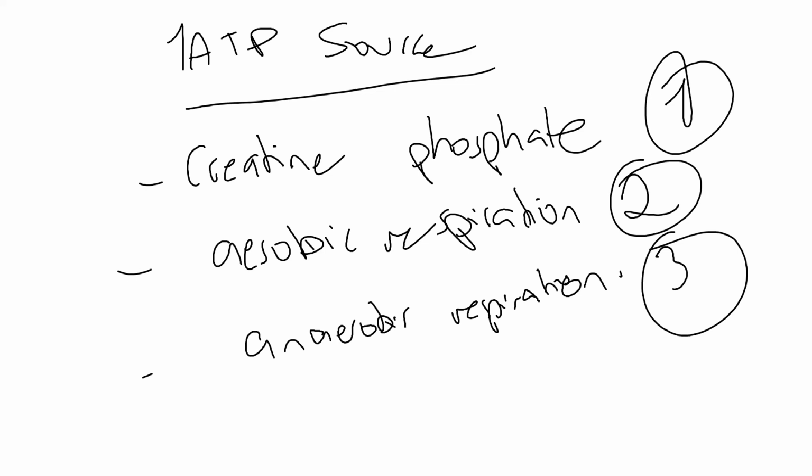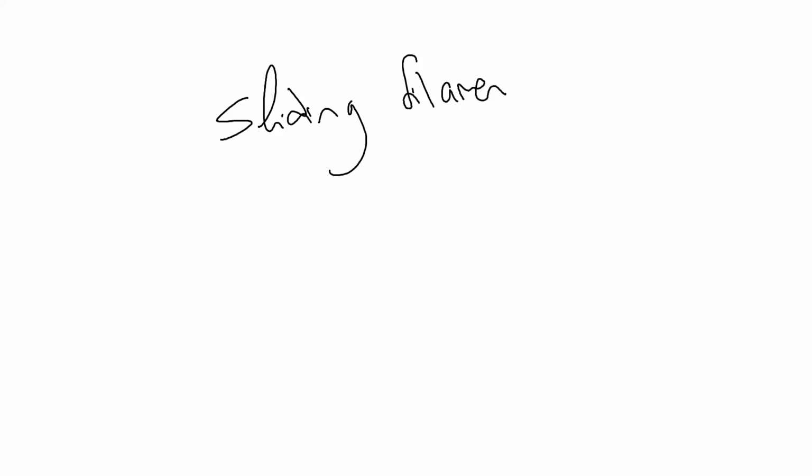the muscle to contract. Okay, if you remember, we drew the relax phase, and we spoke about the steps. The steps are called the sliding filament model. Okay, the four steps that we spoke about.